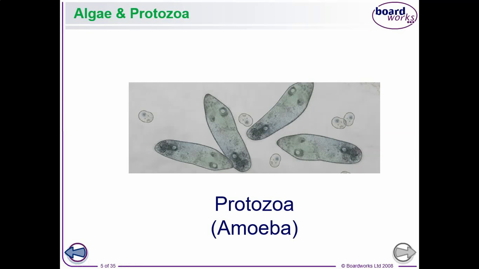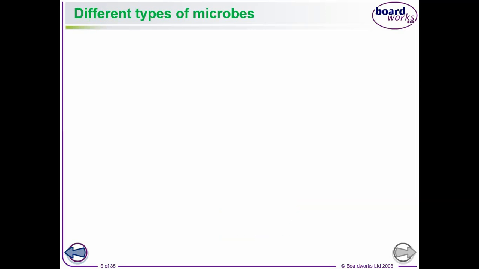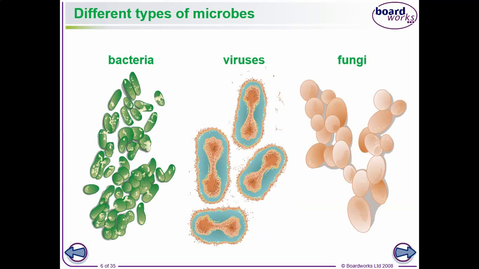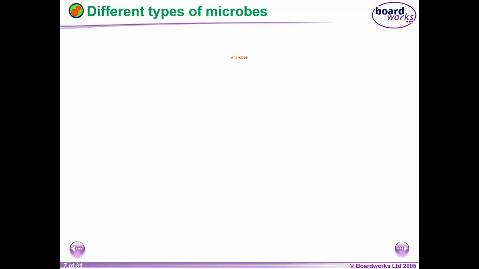This is how they look under the microscope. One example of protozoa is the amoeba. They live in the water and they feed on other microorganisms from the water, or they may feed by absorbing nutrients from the water. For example, they may feed on dissolved solid waste in the water. The main types of microbes and the most important ones are the bacteria, the viruses, and the fungi. The fungi are the largest, the viruses are the smallest, and the bacteria are in between them.